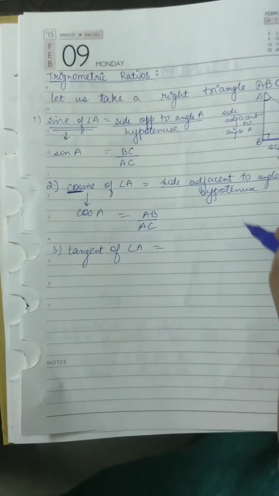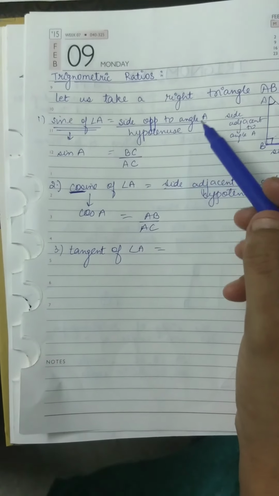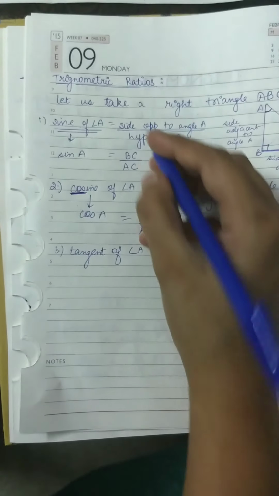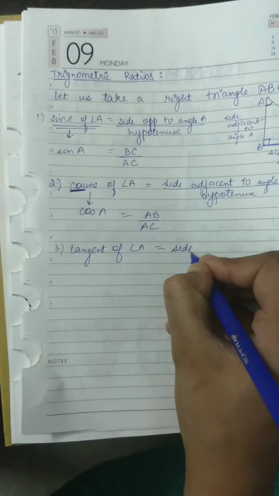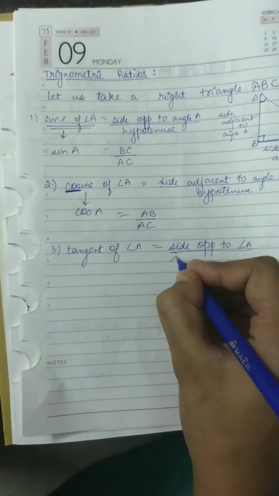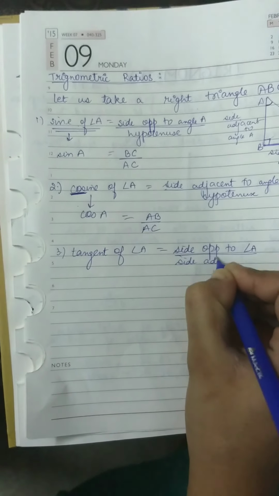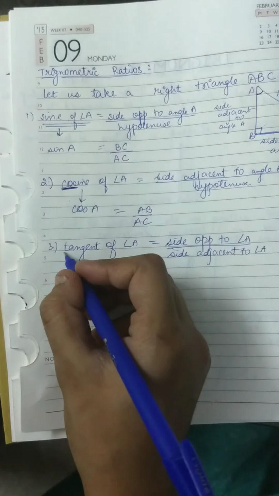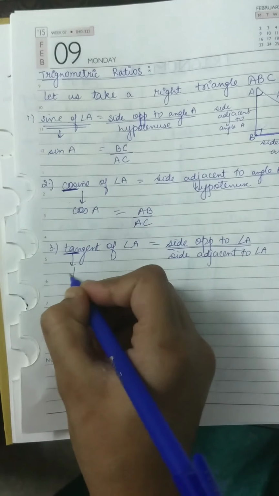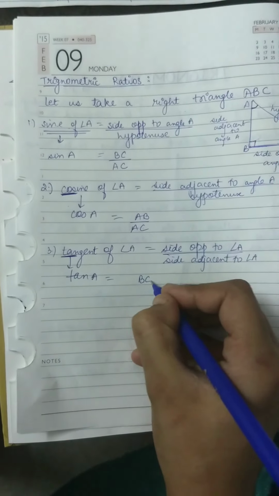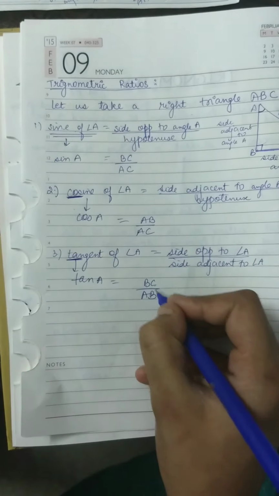Tangent of angle A is the division of sine and cos. So if I divide sine and cos, it gives us the side opposite to angle A divided by the side adjacent to angle A. Tangent can be written as tan A is equal to opposite BC and adjacent AB. So BC upon AB.